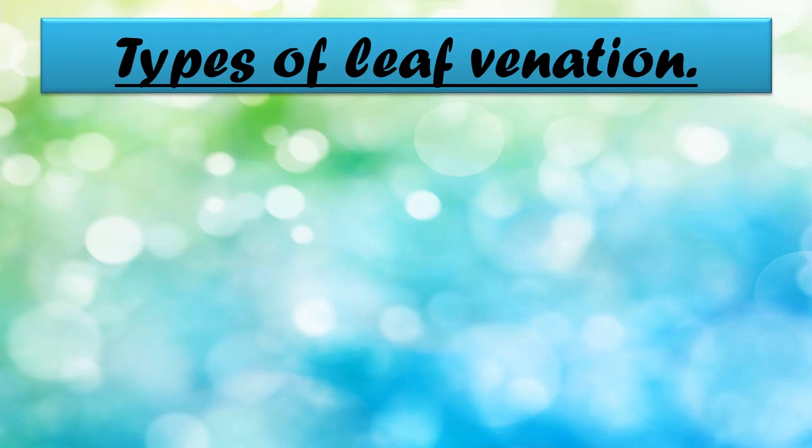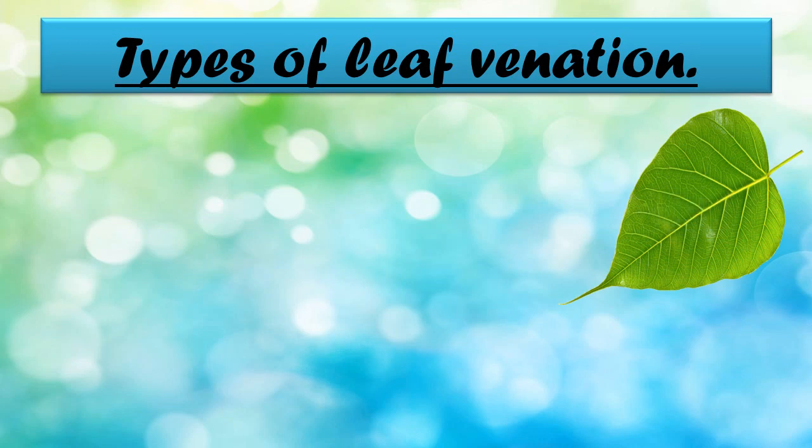So on the basis of this arrangement, the leaves are divided into different types. Okay, now next is the types of leaf venation. Now we have seen the types of leaves on the basis of margin, then types of leaves on the basis of their attachment to the stem. So this is a type of leaf on the basis of venation, that means on the basis of the arrangement of veins which are present on the leaf.